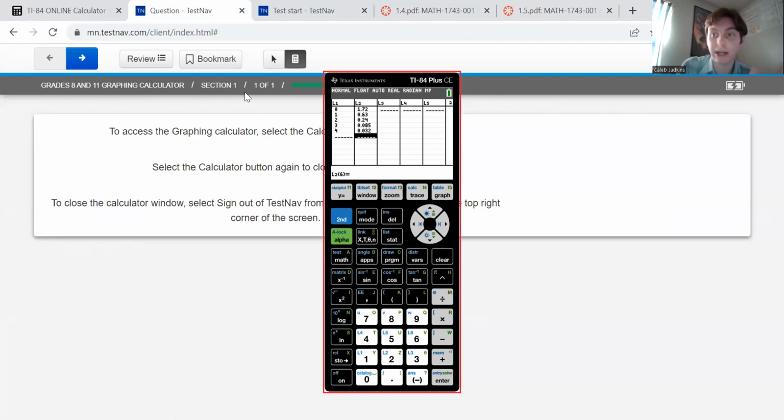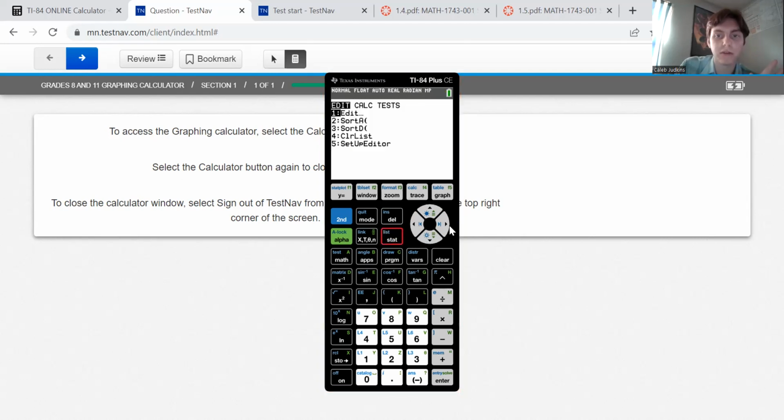0.032. Okay, so now we have all of our data in a list, and we want to find the best fit function corresponding to this data. So we are going to go to the stat button, and we're trying to do calculus. So we go to the calculus section, and we are trying to find a regression model that is exponential. So we keep going down and we see EXP-REG, that stands for exponential regression. Regression, again, being the technique of finding a best fit function, and EXP standing for exponential.